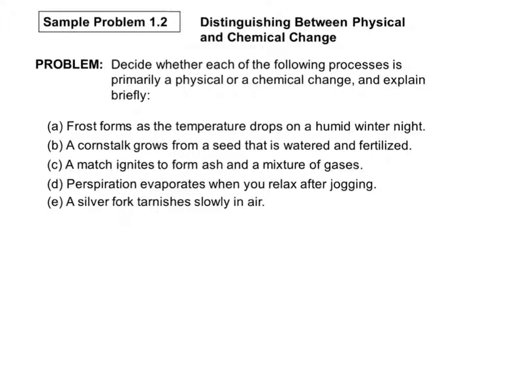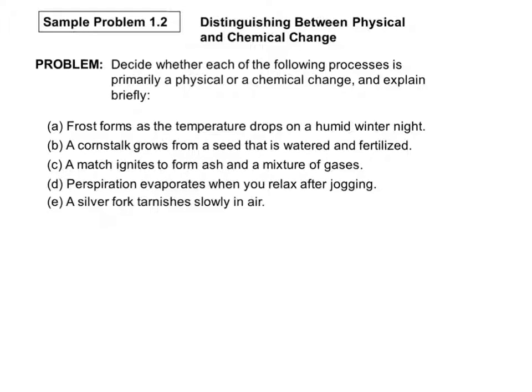Okay, so sample problem 1.2 from Chapter 1 has us distinguishing between physical and chemical change. And so remember the definition of a physical change occurs when a substance alters its physical properties, not its composition. And a chemical change occurs when a substance is converted into a different substance. So in the physical change, it's not changing its identity, and in a chemical change, something is changing its identity.